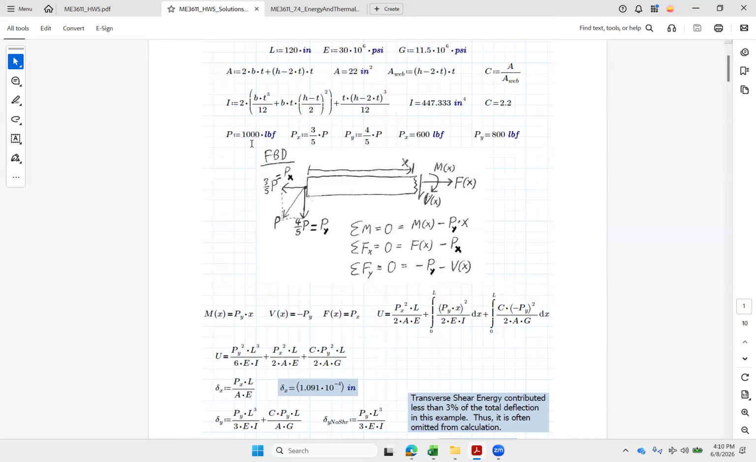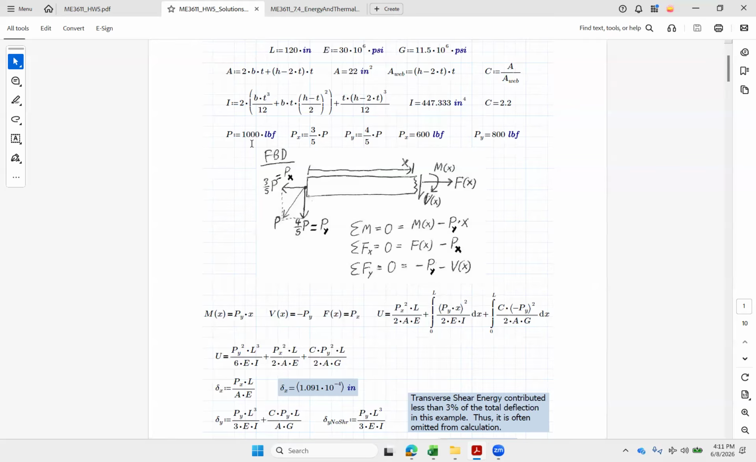It's a cantilever beam. So if we just slice and say keep the free end, we're going to have M of X is just going to equal that shear force times X. Our F of X is going to be equal to that axial force. And then our shear force is going to be equal to minus P sub Y, right? So we got M of X, V of X, and F of X. Only one of those varies with the position.